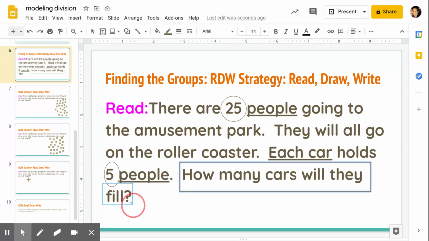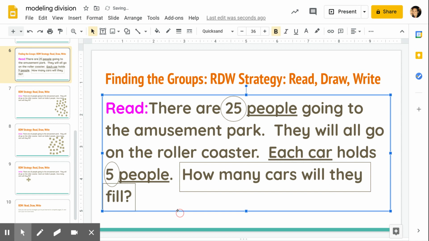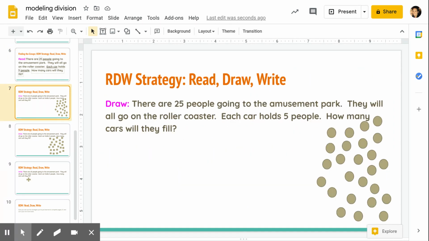Okay, so that is the read part of RDW. Circle the number, underline the unit, 25 people. Circle the number, underline the units, 5 people in each car, and then box the question, how many cars will they fill? So this is a little different than the last video that you saw. I know how many are in each group. I know that each car holds 5. And I have 25 people here waiting to get onto the roller coaster.